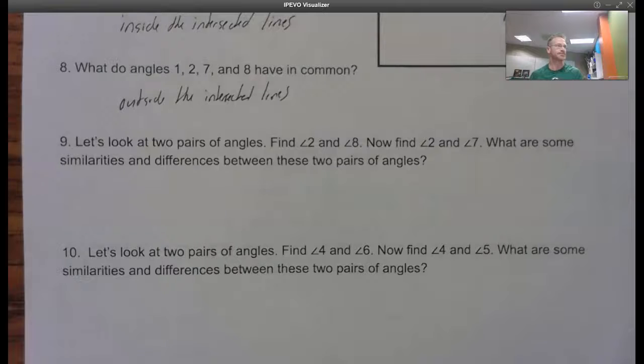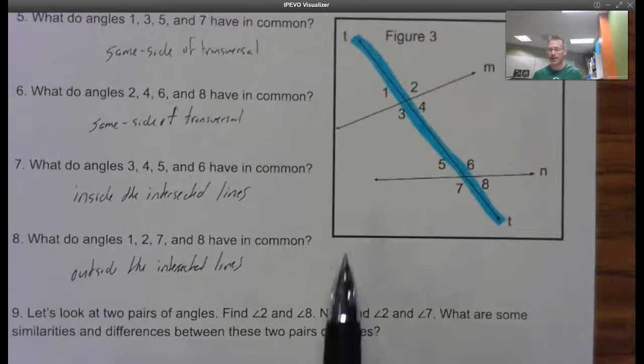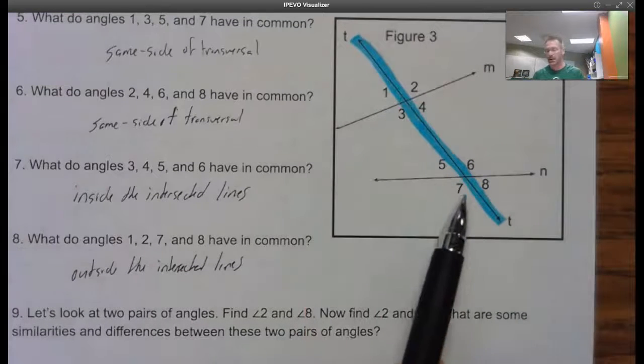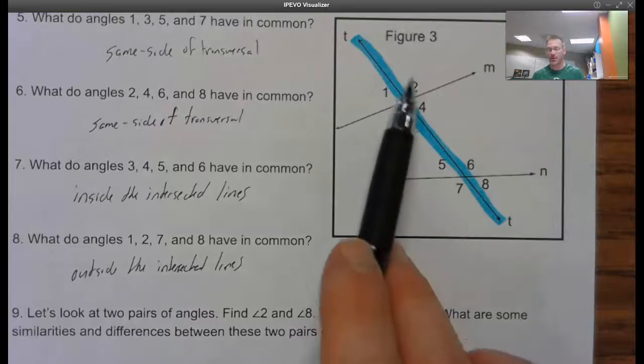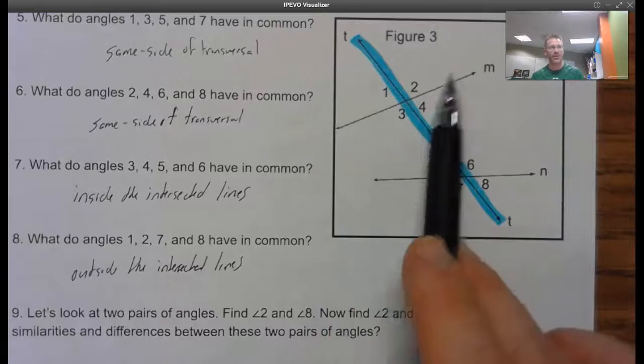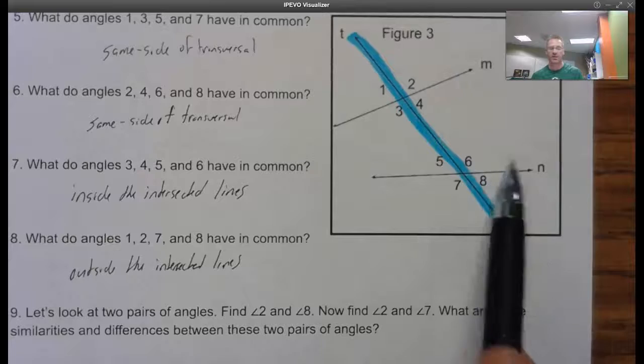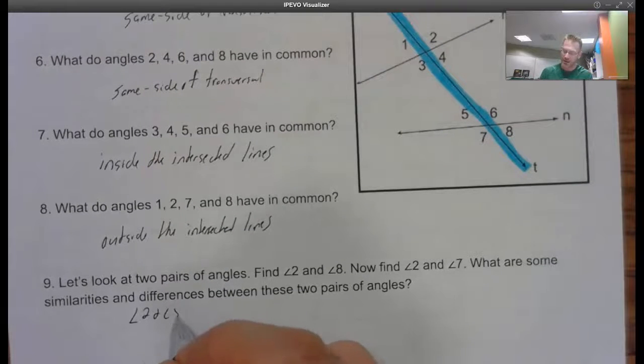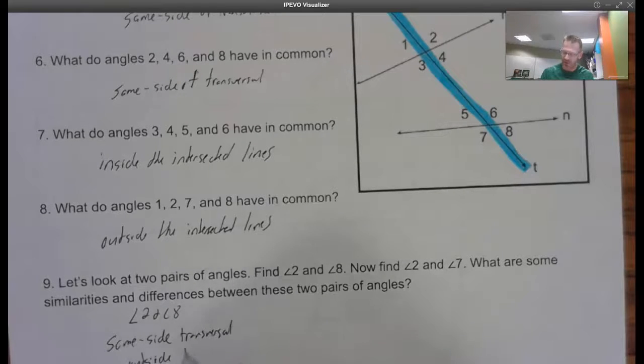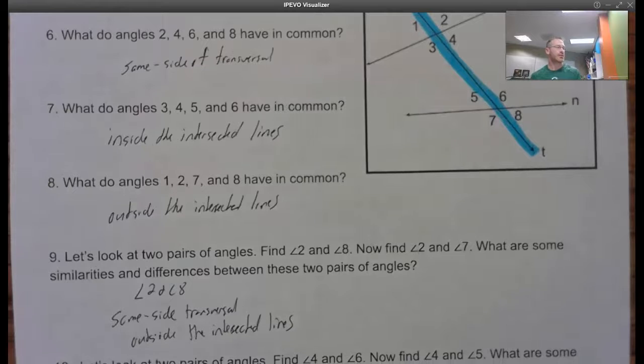All right, so when I look at 2 and 8, they are both on the same side of the transversal, and they are both on the outside of the intersected lines. So 2 and 8 are on the same side of the transversal and outside the intersected lines.